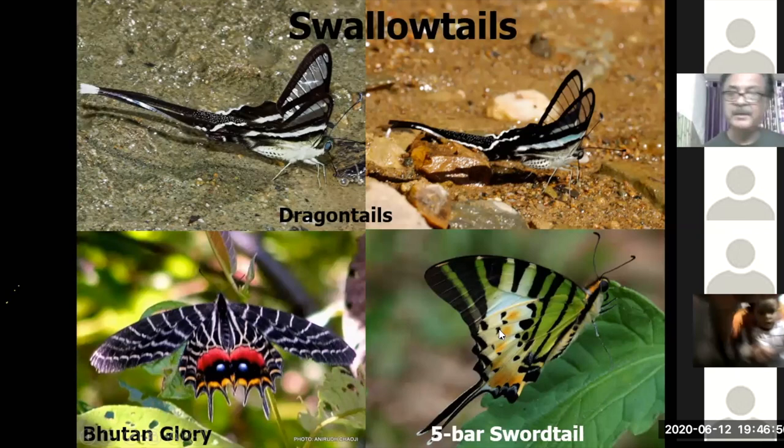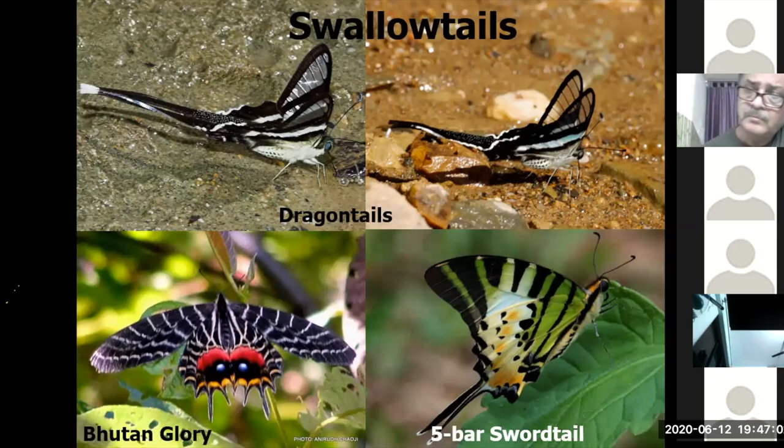And this butterfly, five bar, is found down south also, south of Maharashtra. You can see them there, and then again you can see them in the northeast.